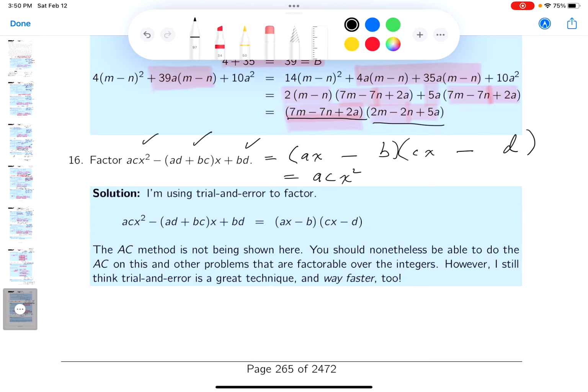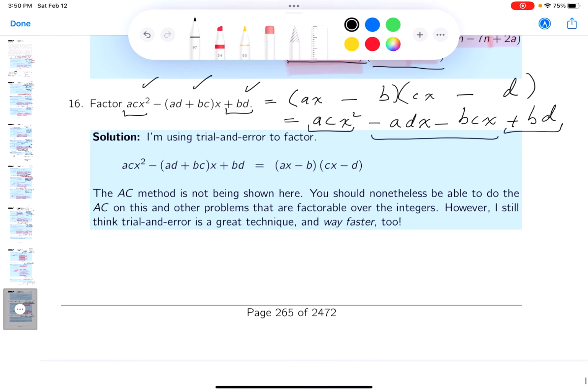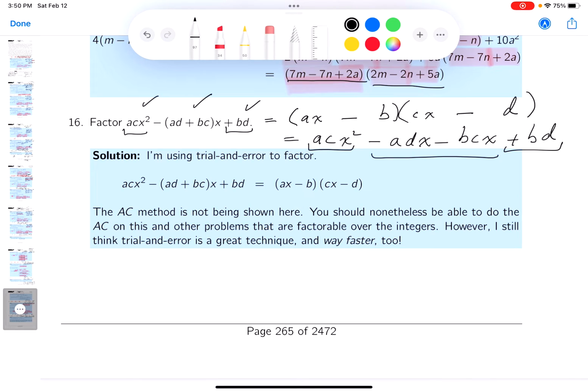ACX squared minus ADX minus BCX plus BD. The beauty of trial and error, though, you're always going to get the first and the last. It's the middle guy you're struggling with. Did I get it? Well, I did get minus ADX, and I did get minus BCX. It worked beautifully.